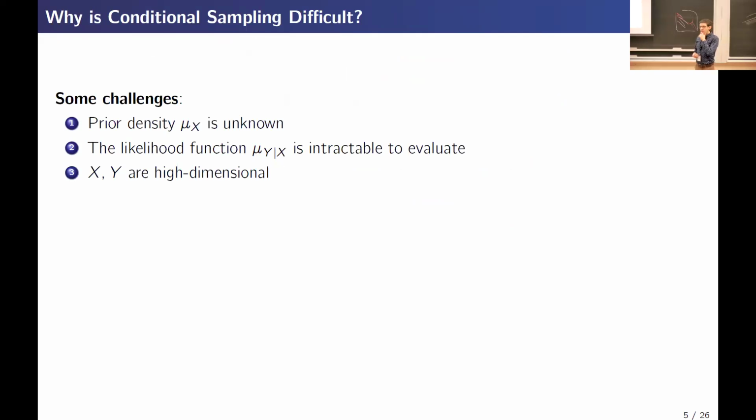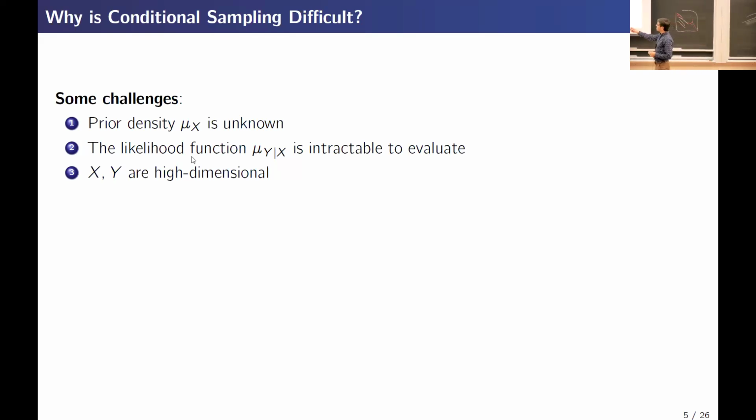Now, the class of sampling problems I want to focus on are ones where we have some challenges, and these are just a few of the ones that appear in practice. The first is that I'm interested in problems where the prior is not known. So in the context of, for instance, these image sampling problems, the prior is the prior over natural images. There's no analytical form for that distribution.